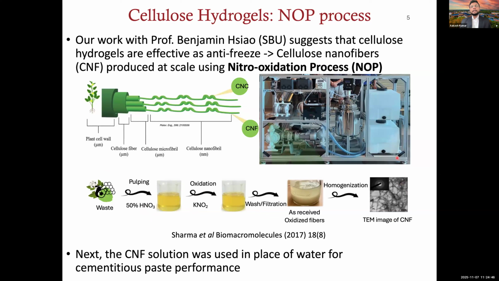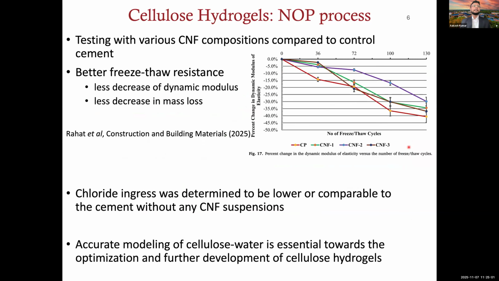So interestingly, what they were after was trying to use CNF solutions instead of water when you're looking at cement. And so they used this to test how the cement behavior works. And again, this is a very recent paper from their collaboration with some other experimental colleagues where they tried different compositions of these cellulose nanofibers in cement. And then they looked at different kinds of properties. And especially when they focused on the freeze thaw resistance, they noticed that you had less decrease of dynamic modulus as well as less mass loss for the cases where you had CNF instead of the control cement, which just had water, right?